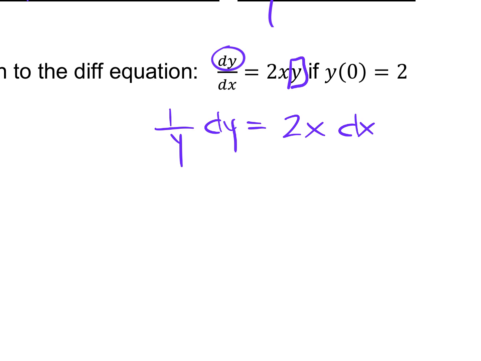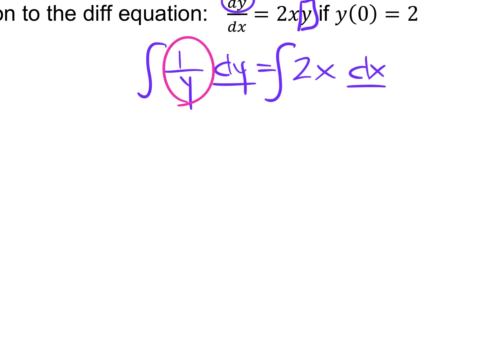Then all we really have to do is integrate both sides. So if I integrate this side, I'm going to integrate with respect to y. If I integrate this side, I'm going to integrate with respect to x. So you kind of have to treat them both a little bit differently, okay? Now we already know this is why we left this till now, because now we know how to integrate 1 over y. What does 1 over y integrate to? ln of the absolute value of y equals, what does 2x integrate to?